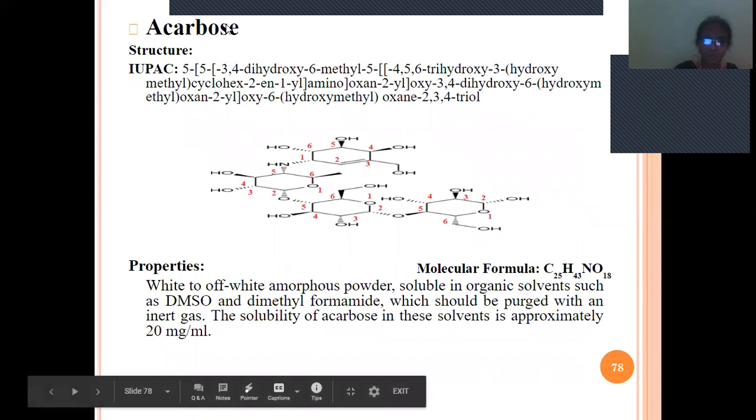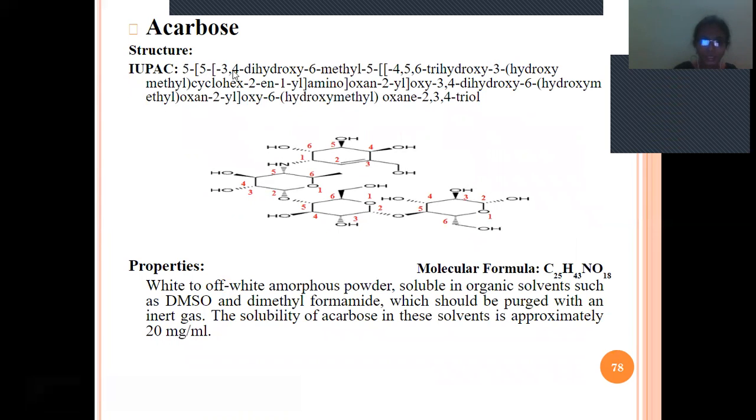First drug is acarbose. If you see, this is the structure. IUPAC name is 5-[3,4-dihydroxy-6-methyl-5-[[4,5,6-trihydroxy-3-(hydroxymethyl)cyclohexyl]amino]oxan-2-yl]oxy-3,4-dihydroxy-6-(hydroxyethyl)oxan-2-yl]oxy-6-(hydroxymethyl)oxane-2,3,4-triol.